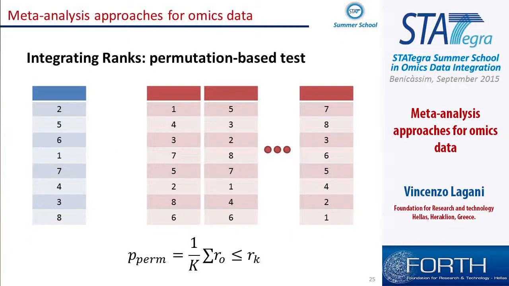So when I perform a permutation-based test, all that I do is repeat the permutation several times, each time randomly, and each time I calculate the ranks. For my final p-value, in order to understand whether this rank is really the first one, I just sum how many times in the permutations I get a rank that is lower or equal. So that's all about the permutation-based approach.